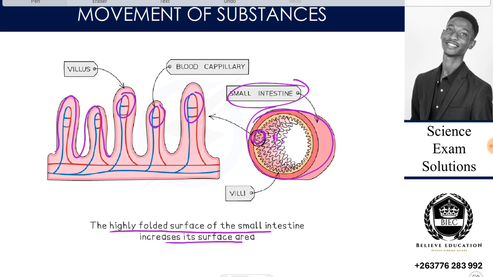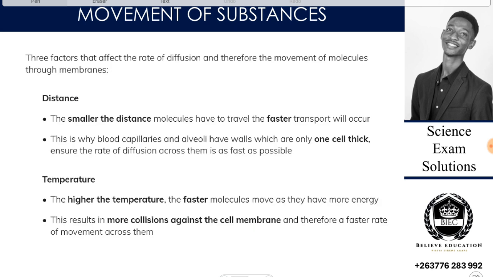And so my numerous blood capillaries increase surface area for what? For absorption. And then after that, we have looked at basically what happens in diffusion. And now we want to look at the factors that affect the rate or the speed of diffusion. So 3 factors affect the rate of diffusion and therefore the movement of the substances through the membranes.